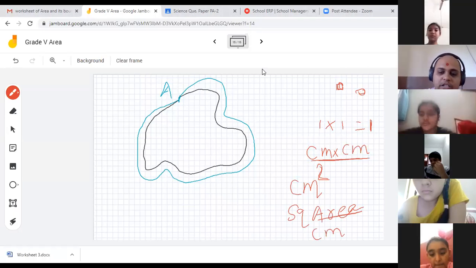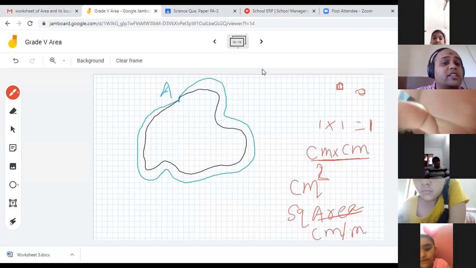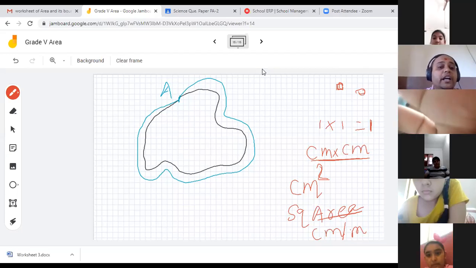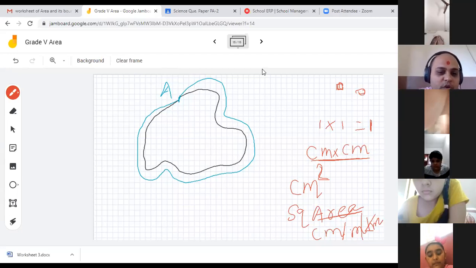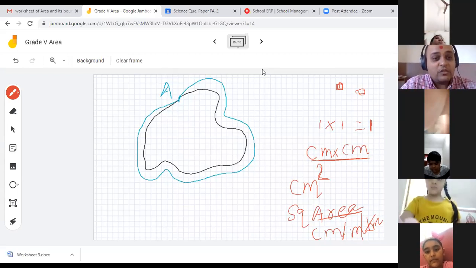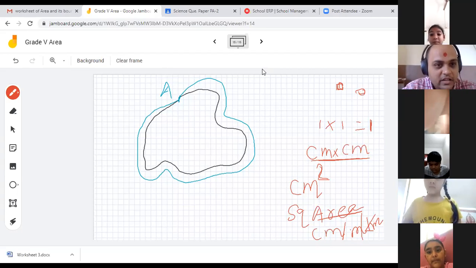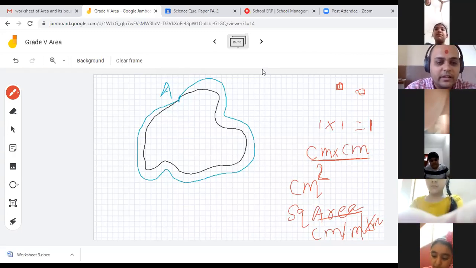If it was in meter, it would become square meter. If the area is very big, say for example, area of Anand city, area of Gujarat, area of India, then it has to be measured in square kilometers. So this is your additional homework. You have to find the area of Anand city, the area of Gujarat state, and the area of India. You will find it easily on the internet.